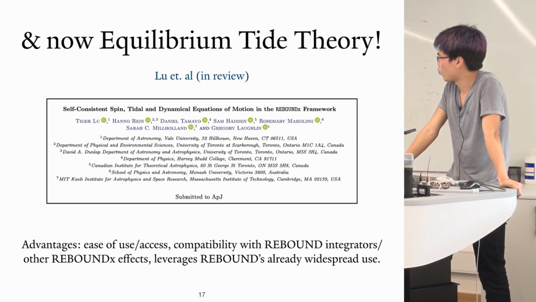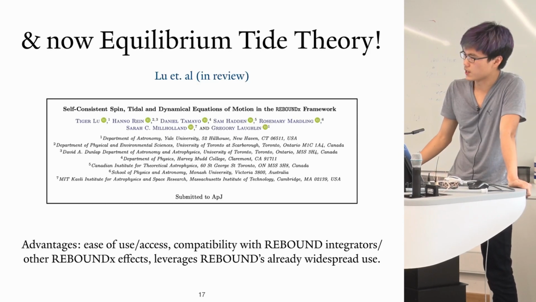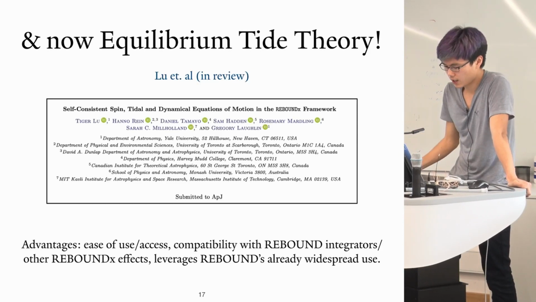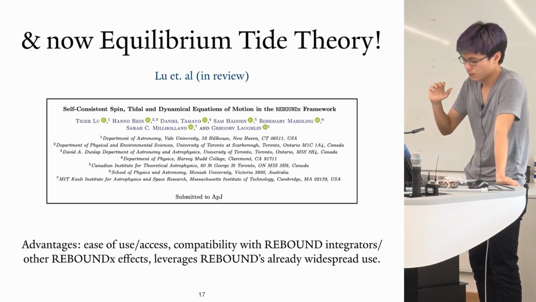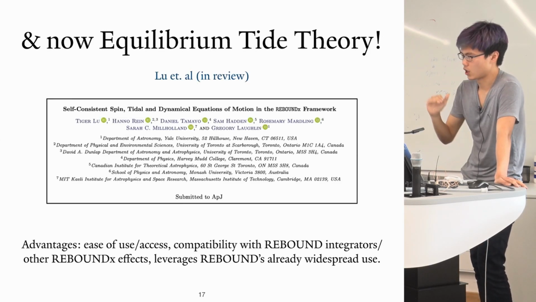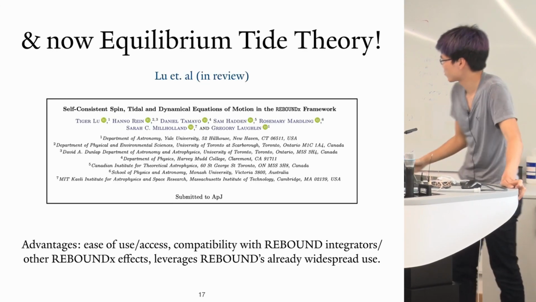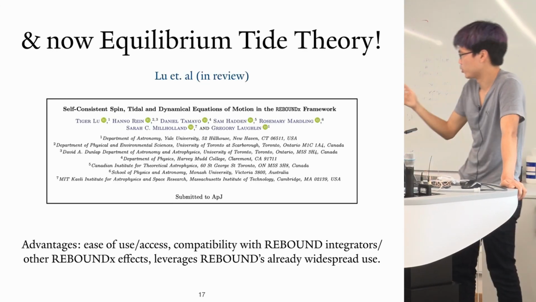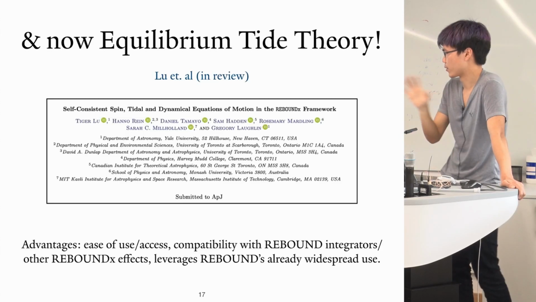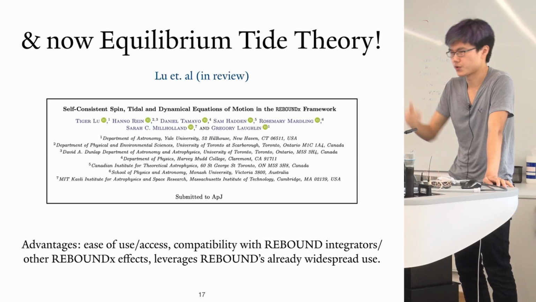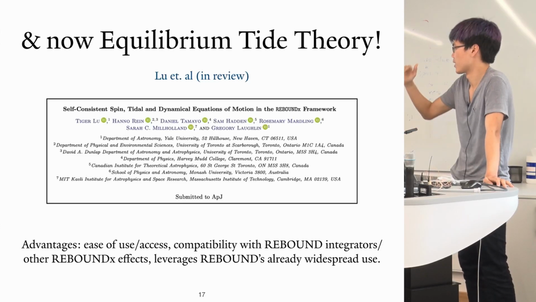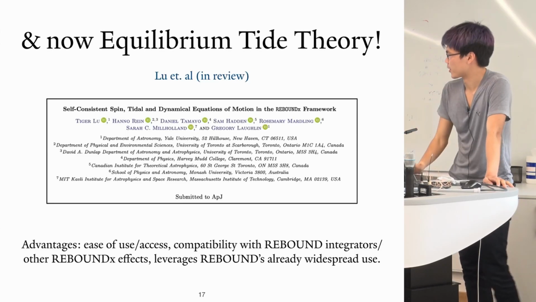But yeah, while other such codes do exist right now, such as Mercury-T, we believe that due to the integration with REBOUND, our code comes with a number of advantages, which includes ease of use, compatibility with all the REBOUND integrators and other REBOUNDx effects, and leverages REBOUND's already widespread use. For anyone who already uses REBOUND, this will be a pretty small barrier to entry.